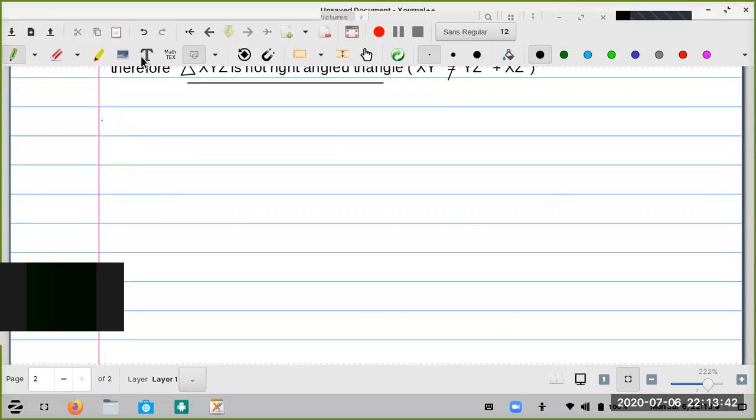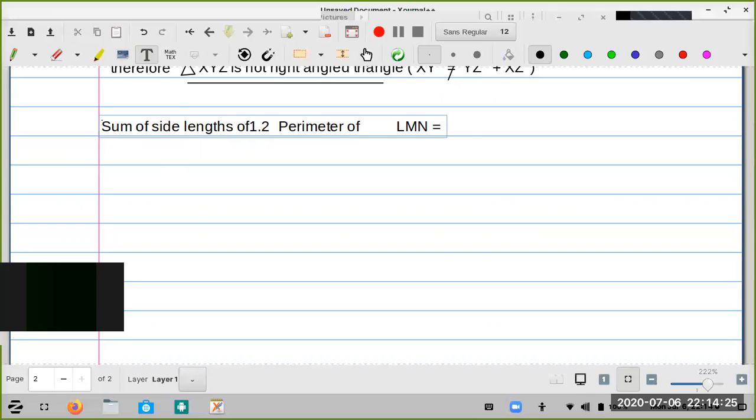So 1.2, the perimeter of triangle LMN is equal to the sum of the side lengths of the triangle.